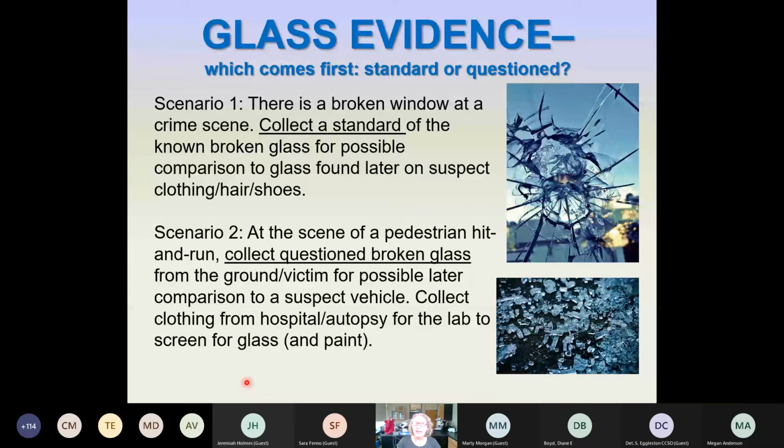All right, so collection of your standard and collection of your evidence, how to package it, how to submit it, what does the lab need from you? So as I mentioned before, in some scenarios, you will come across the standard first, so collect what you see now, even if you don't know if you'll have anything for us to compare it to later on. Or scenario 2, collect the question glass while you have it there, hoping that you are able to locate a comparison standard later on.